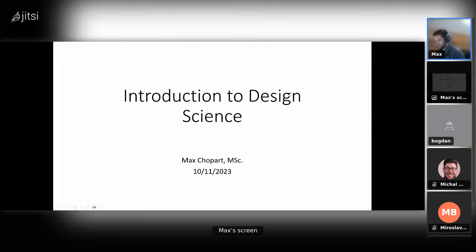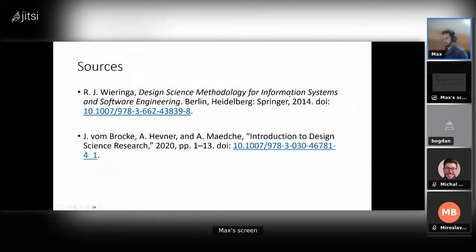Okay, so for the sources for this presentation, I really read this book, The Design Science Methodology for Information Systems and Software Engineering by Wieringa, and the Introduction to Design Science. I will talk a little bit about it at the end of this presentation. But if you really want to read more about this topic, I really encourage you to read about this.